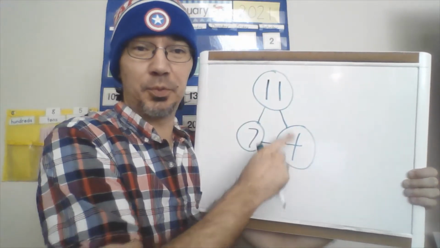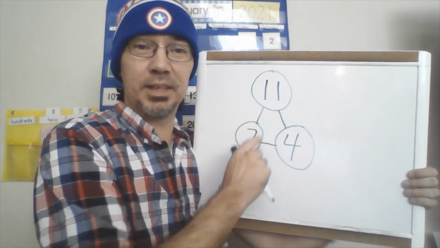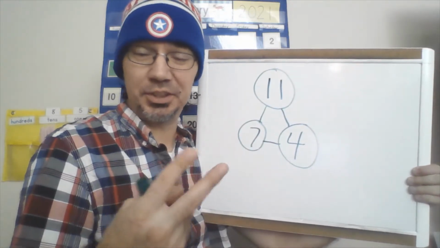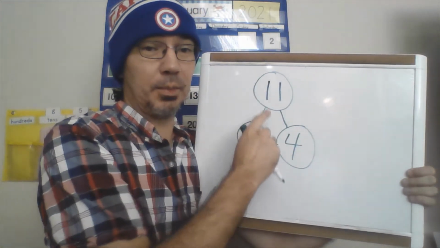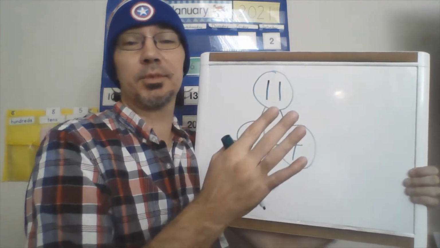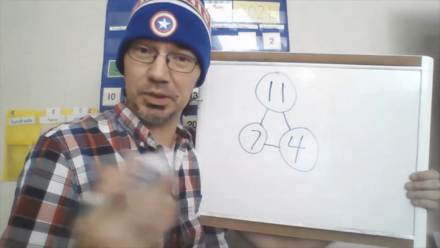See this? 7 plus 4 is 11. 4 plus 7 is 11. There's your 2 addition sentences. And 11 minus 7 is 4. And 11 minus 4 is 7. So we have our 2 subtraction sentences, just like that.